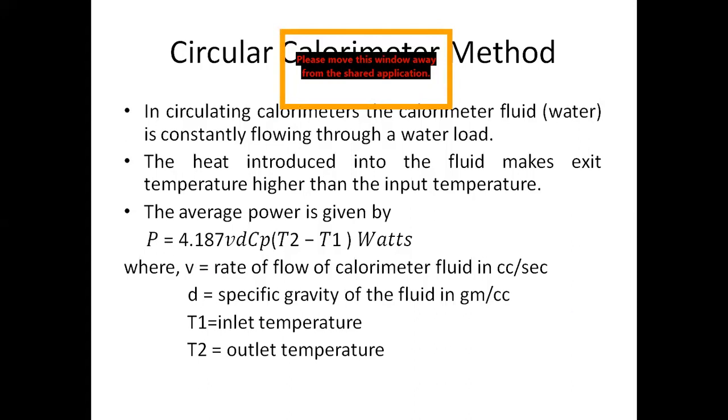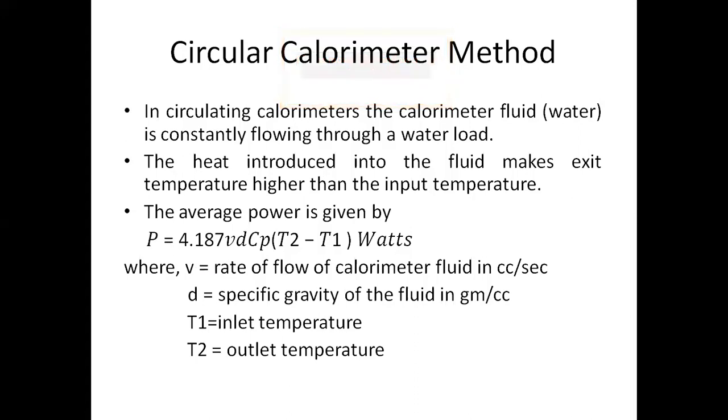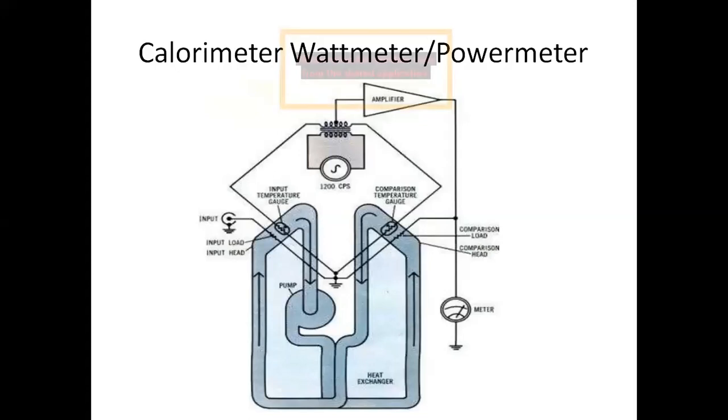I said water, but we can use oil or some other fluids based on our requirements. D is the specific gravity of the fluid. T1 is the inlet temperature and T2 is the outlet temperature. Based on this formula, we can easily find the medium power. Then, as I said earlier, for high power we use the calorimeter as well as a watt meter.